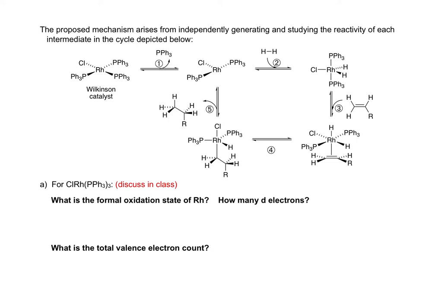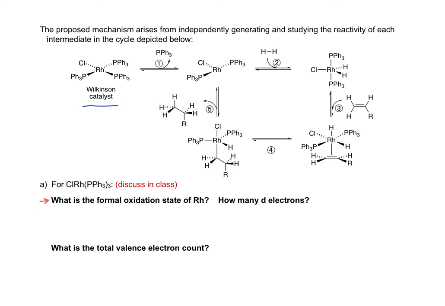But for review, let's begin with Wilkinson's catalyst and discussing what is its formal oxidation state, how many d electrons are in Wilkinson's catalyst, and what is the total valence electron count in Wilkinson's catalyst.